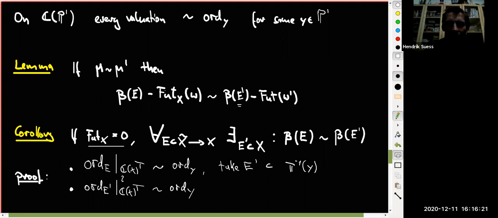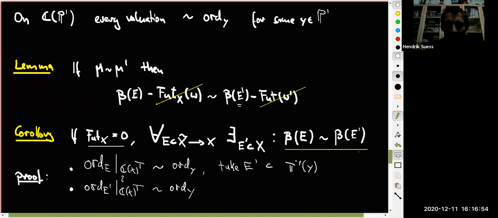So I'm able to get rid of these two summands if you want. And I'm left with the claim of our corollary. Indeed, beta of E is proportional to beta of E prime, right? So this is exactly what we claimed here. Okay. And this proves the main theorem, right?